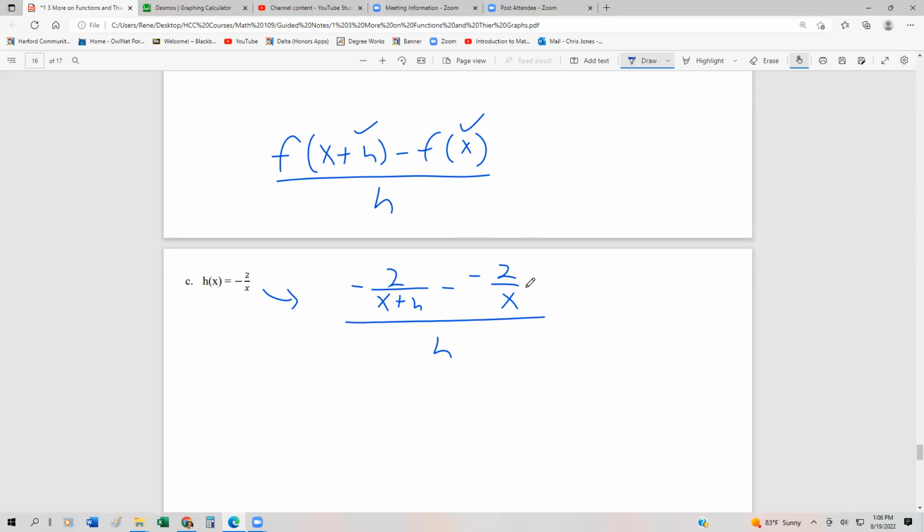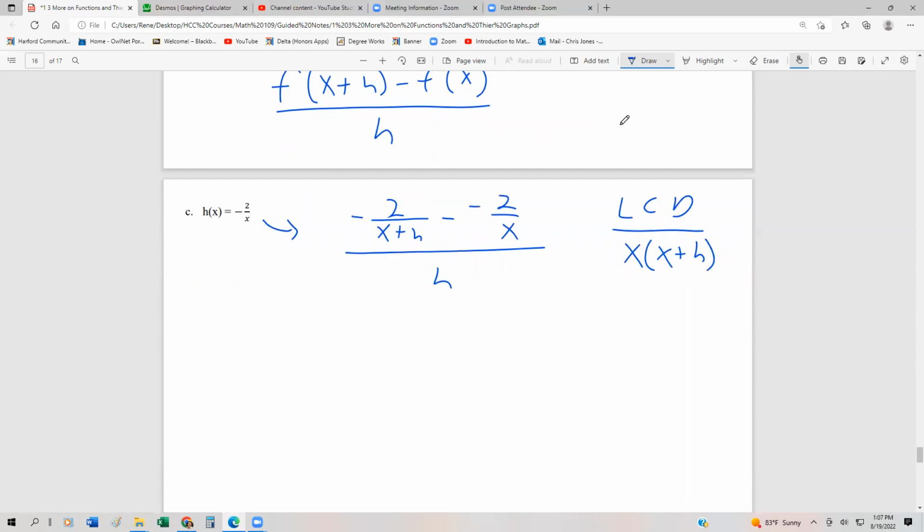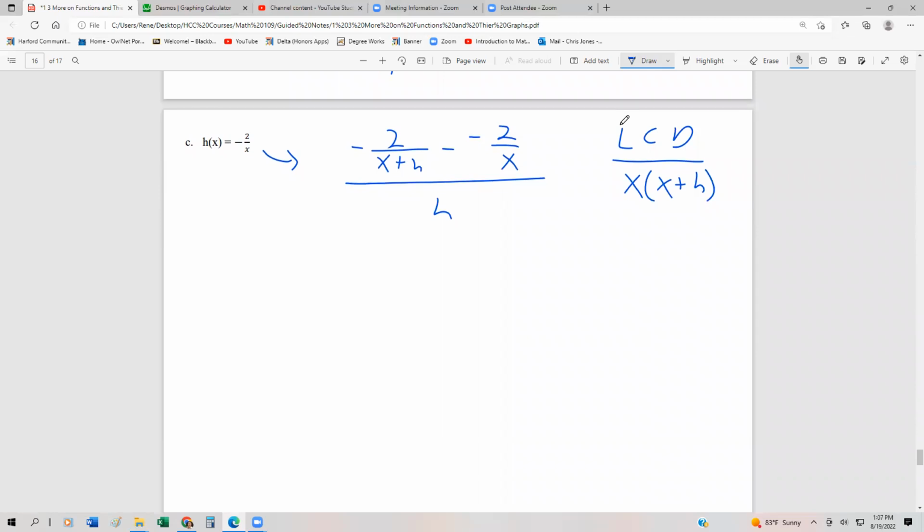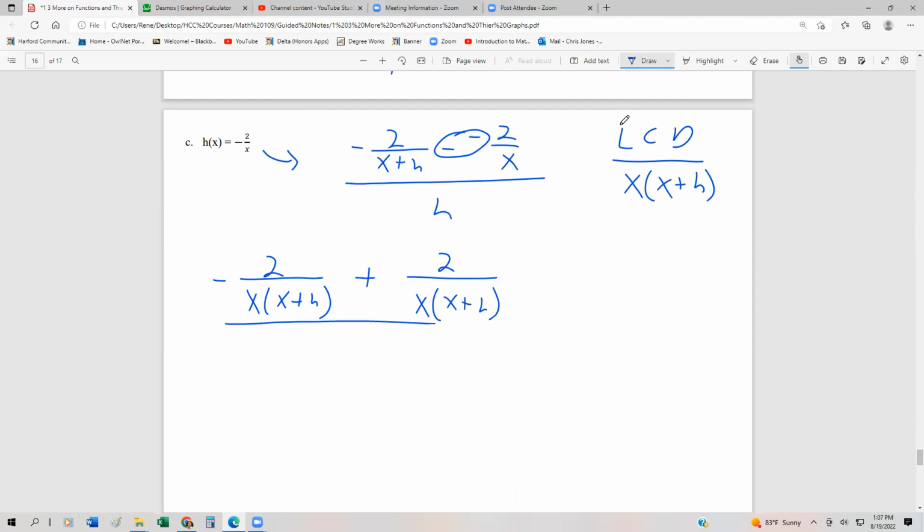Now this is a little bit more difficult for us because we have to add the fractions in the numerator, and we have to get a least common denominator. The least common denominator in this case is going to be x times x plus h, right? And so I'm going to rewrite each denominator with the new least common denominator. I'm also going to simplify this double negative as well. And so now we get negative 2 over x plus h plus 2 over x, and we're going to divide all of that by h.